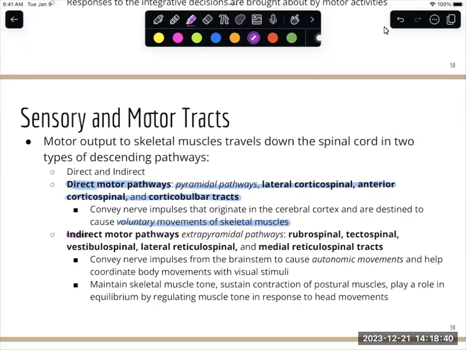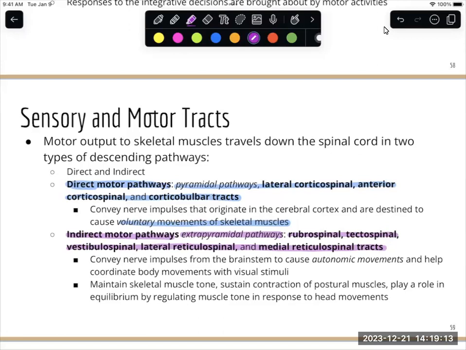We have indirect pathways. These are extrapyramidal pathways. So the rubrospinal, tectospinal, vestibulospinal, lateral reticulospinal, medial reticulospinal tracts. The nice thing is they tell you where they're going. Corticospinal, cortex to the spine. Rubrospinal, rubro is one of the nuclei down to the spine. Tectospinal is going from one of those nuclei in the brainstem down the spine.